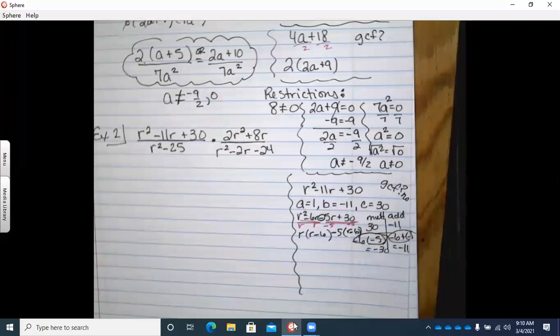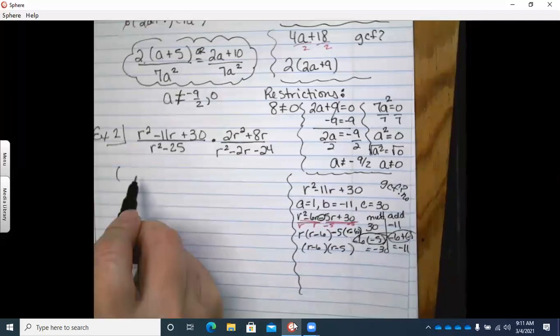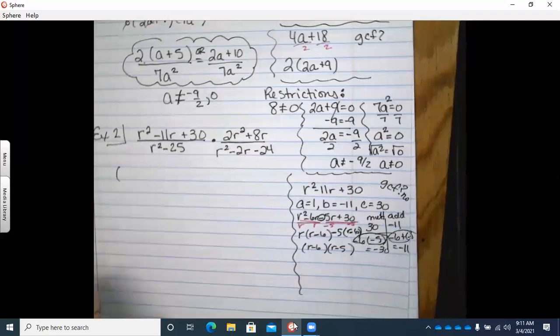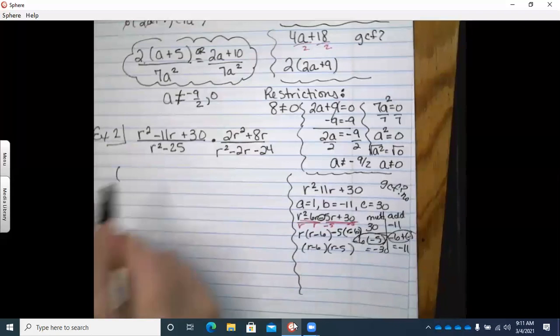Is this factorable? Is what's inside parentheses identical? Yeah, even though it's hard to see on my paper. If what's inside parentheses is identical, it's factorable. What goes in one set? R minus 6. What goes in the other? R minus 5. Boom. So I'm going to go and rewrite this up here. My numerator on the left side factors to R minus 6 and R minus 5.